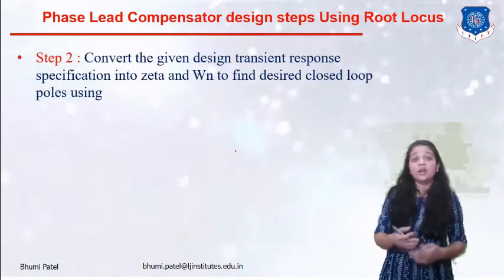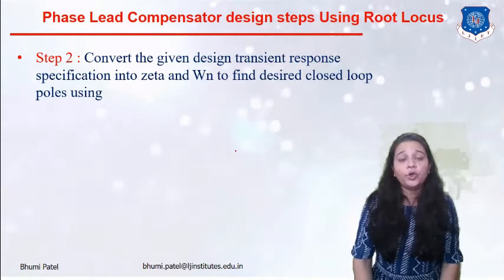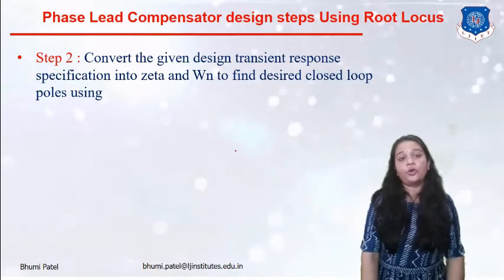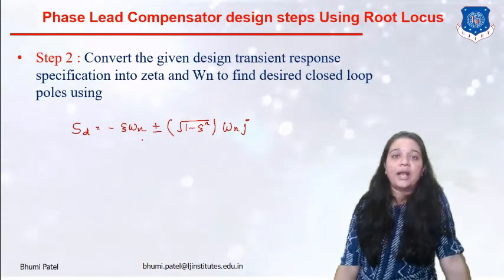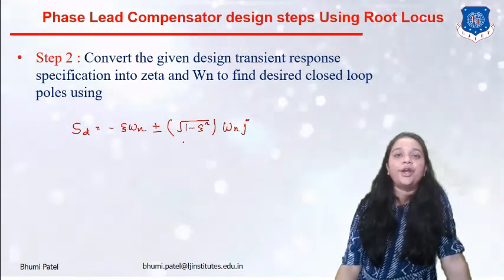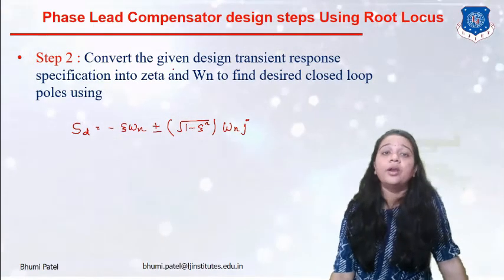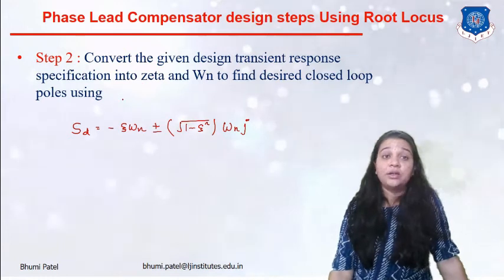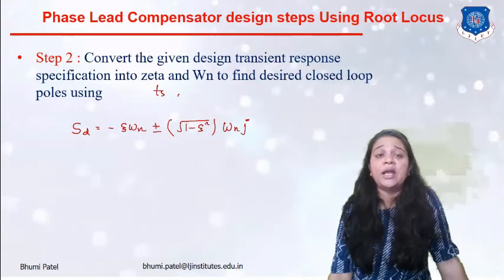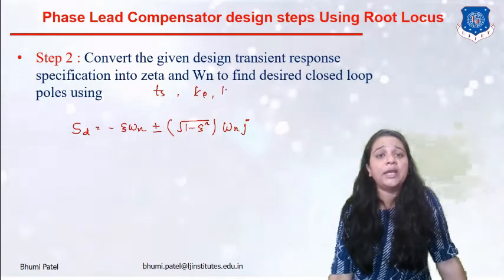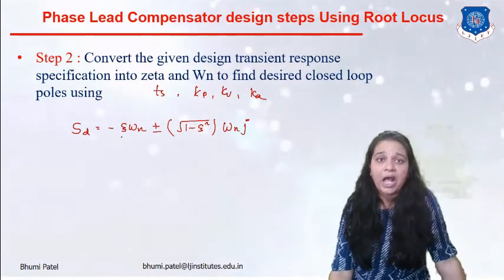Now the next step is to convert the given design transient response specifications into zeta and omega n to find the desired closed loop pole, using the equation SD equals minus zeta omega n plus or minus j omega n times the square root of 1 minus zeta squared. Now we have to convert the given design into transient response specifications. In the example, they give the settling time, and also the value of Kp, Kv or Ka. Using these, we can find the values of zeta and omega n.